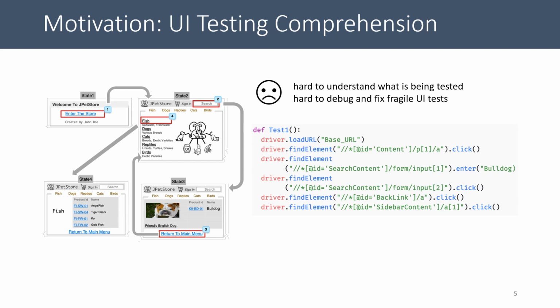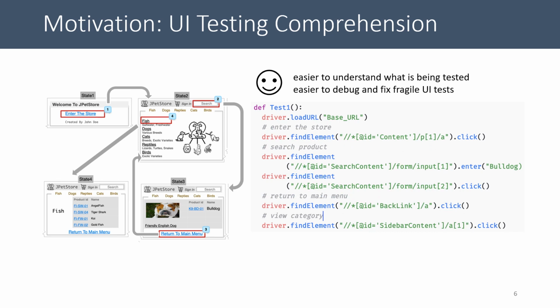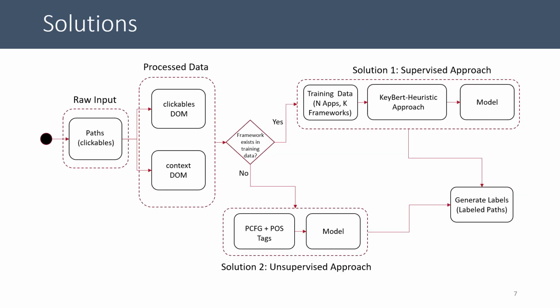Previous work on test comprehension mainly focuses on unit tests, which check the correctness of functions. However, UI testing focuses more on the interaction between elements. So if we add comments to these click operations, the tests will be more readable than before. Thus, the goal of our work is to generate readable labels for the clickables and the states used in UI tests. This is an overview of our approach for label generation.